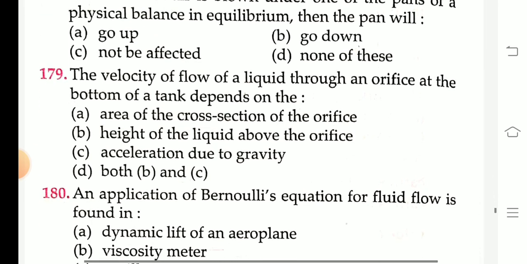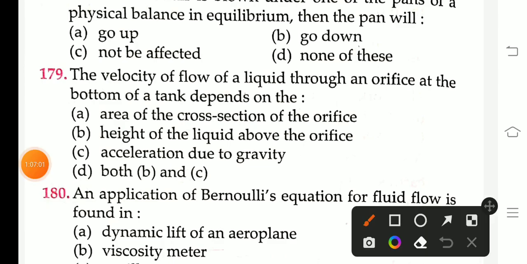The velocity of flow of a liquid through an orifice at the bottom of a tank depends on the height of the liquid above the orifice and acceleration due to gravity. Right answer is option D, both B and C.